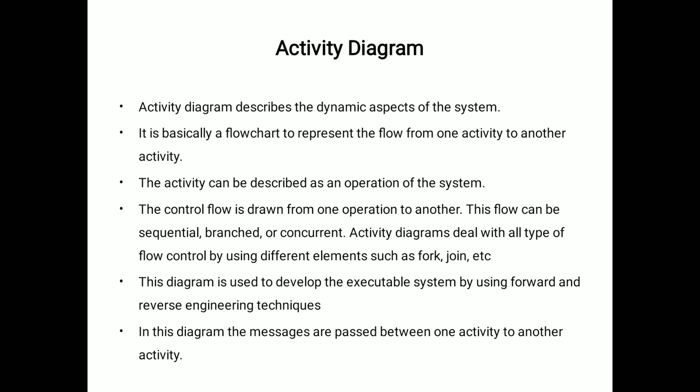It is basically a flowchart to represent the flow from one activity to another activity. The activity can be described as an operation of the system. The control flow is drawn from one operation to another. This flow can be sequential, branch, or concurrent. Activity diagram deals with all types of flow control by using different elements such as fork, join, etc.